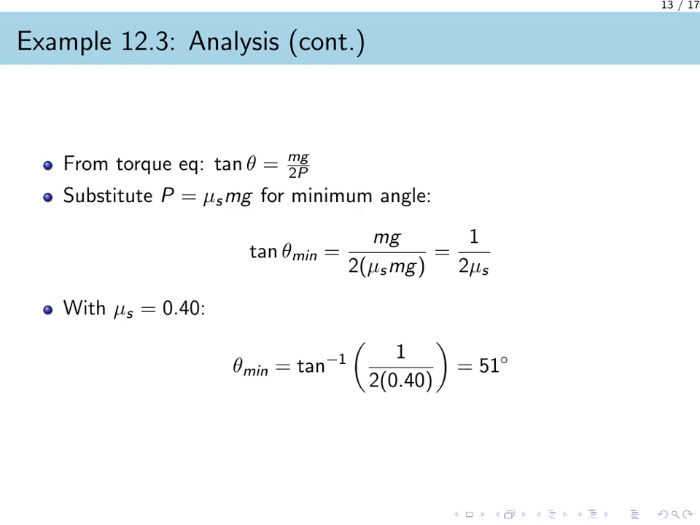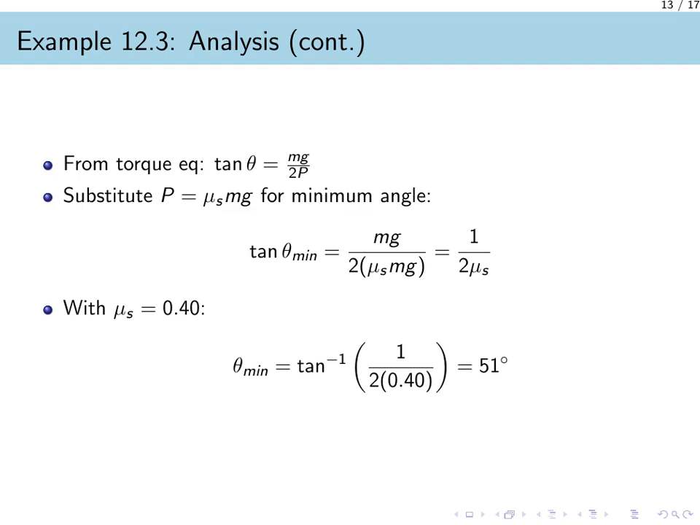Now let us use our equilibrium equations to find the specific minimum angle where the ladder is just about to slip. This critical point occurs when the force of static friction reaches its maximum possible value. From our torque analysis, we found a general relationship for any stable angle. The tangent of theta equals the ladder's weight, mg, divided by twice the force from the wall, P.